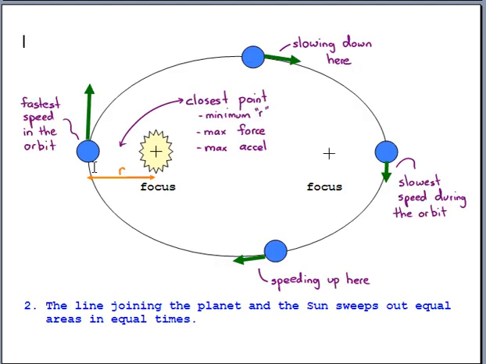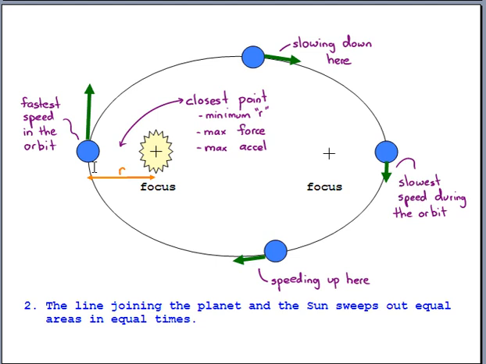Okay, I'm going to scroll that up a little bit. Here comes the second law. The second law talks about just the speed and how it slows down when it's farther away. And Kepler noticed mathematically that if you were to imagine a string connecting the sun and the Earth, I know it'd probably burn up, right? But maybe some special string that doesn't burn.